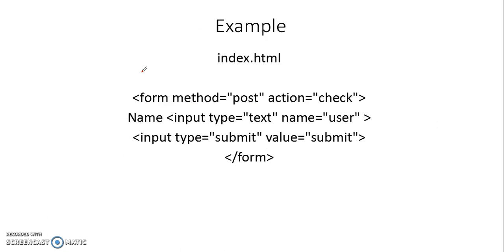Now in this example, we are going to create a simple form with just one text area. I have named the text box as user, and it is written within a form with method equal to post, which means our data will not be displayed in our URL. And the action to be done is check. So when I click on this submit button, it will go to my page called check.